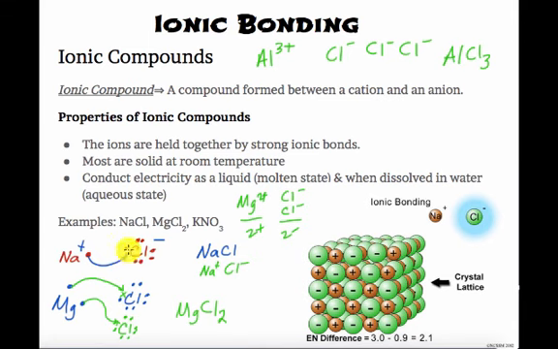And the other thing to remember is that it's always a metal with a nonmetal. Because remember, our metals tend to lose electrons and become our cations, and our anions are formed from the nonmetals that tend to attract the electrons.